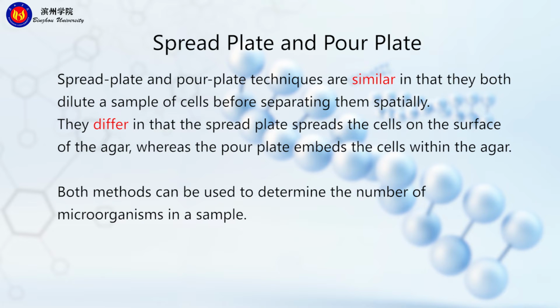Spread plate and pour plate techniques are similar in that they both dilute a sample of cells before separating them spatially. They differ in that the spread plate spreads the cells on the surface of the agar, whereas the pour plate embeds the cells within the agar. Both methods can be used to determine the number of microorganisms in a sample.